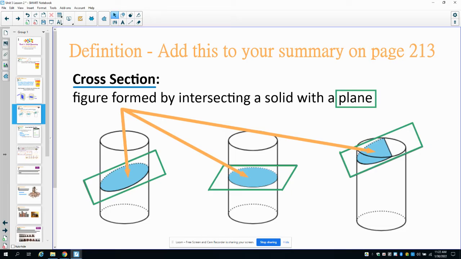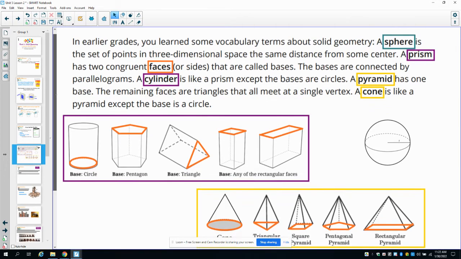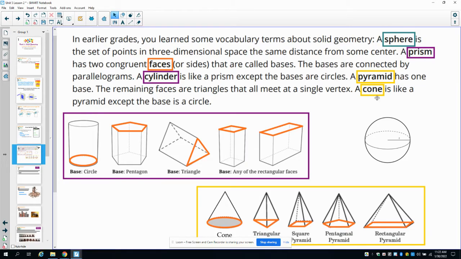Then again, if you were in class, we reviewed a couple of terms for different solids that you've learned in earlier grades. The definitions are at the top of page 213, and then here are some pictures of them. A sphere is the set of all points three-dimensionally from a center point. So here's the center, and if you went in all directions, that's a sphere.